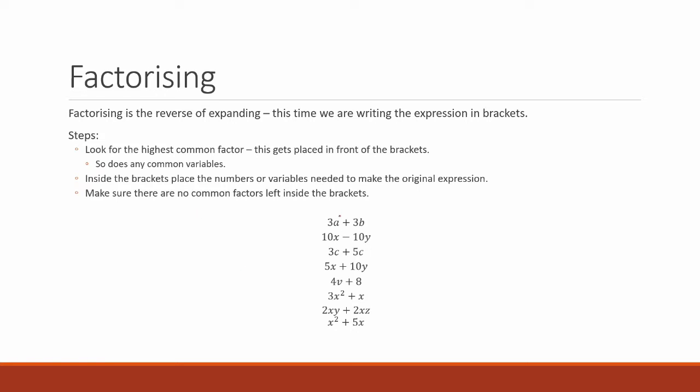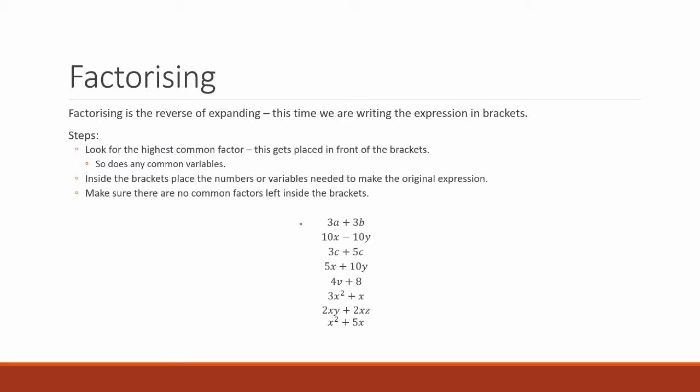We need to look at all of our terms that are separated by a plus or a minus, and we need to look for anything that each side have in common. That's what we're going to factor out, and factoring out is essentially dividing out. So we're going to look for the highest common factor that gets put in front of the brackets. So does any common variable that you might find on either side.